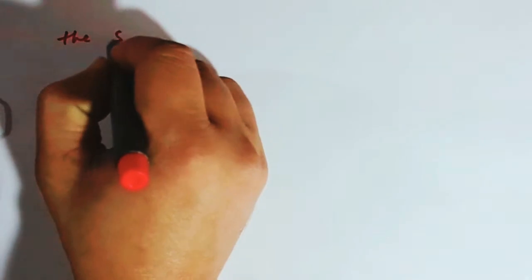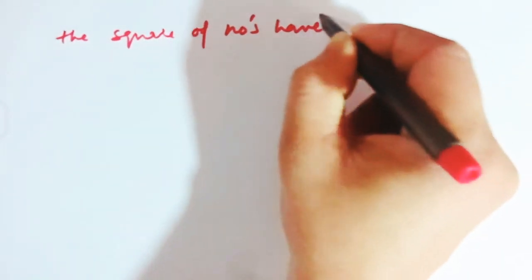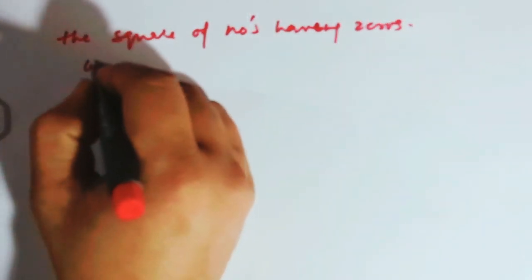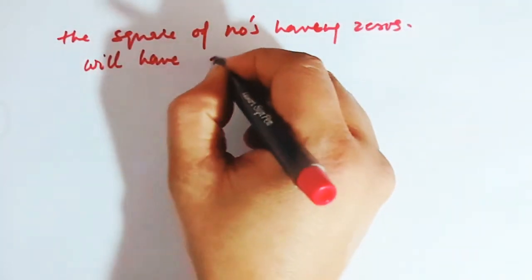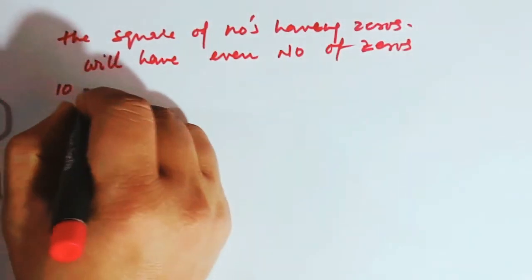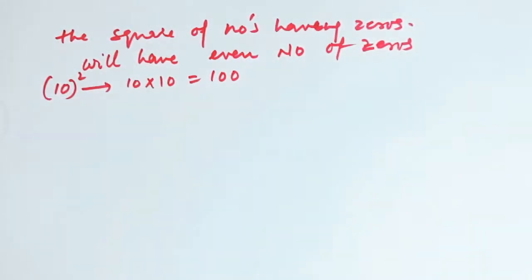Okay. There are a few sums. Is it possible for a square of a number to end with 50? Now, what nonsense is this? How can a square of a number end with 50? When we are saying that the square of a number having zeros will have an even number of zeros. So for example, when we have 10, 10 square will have 10 times 10 is equal to 100. It will always have an even number of zeros.